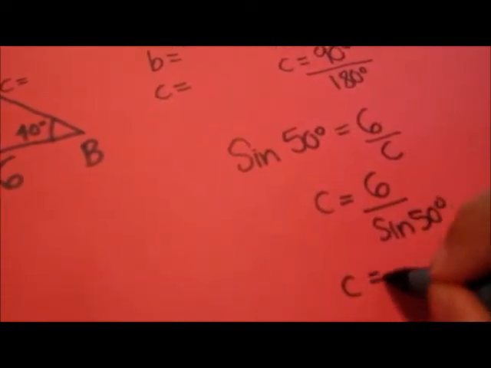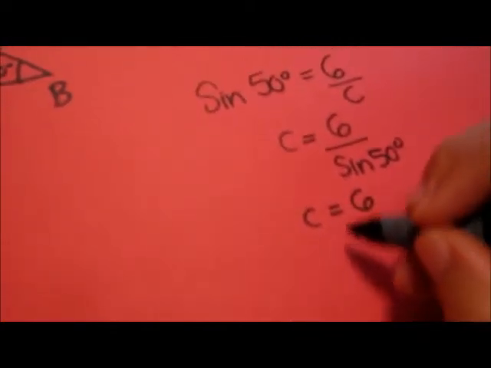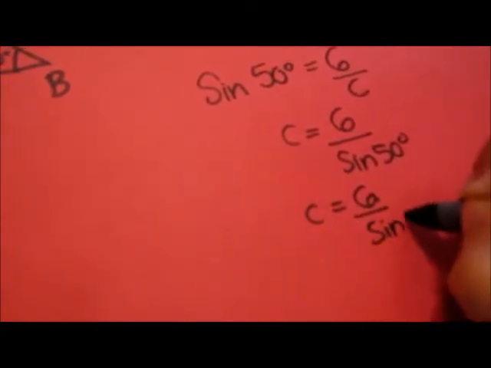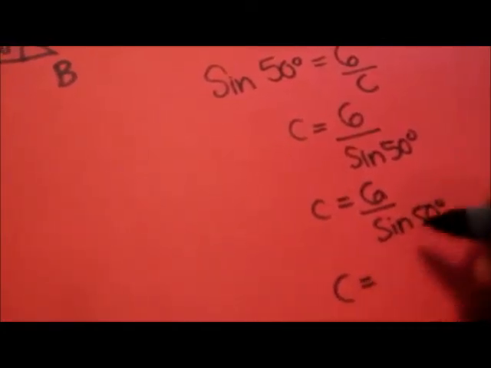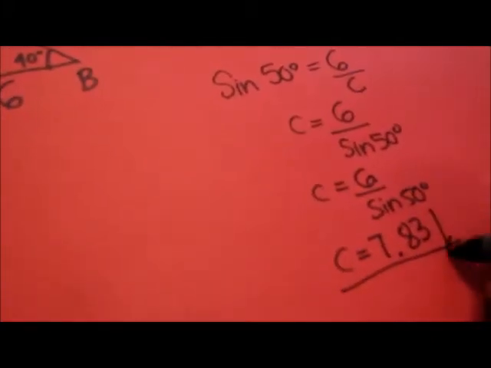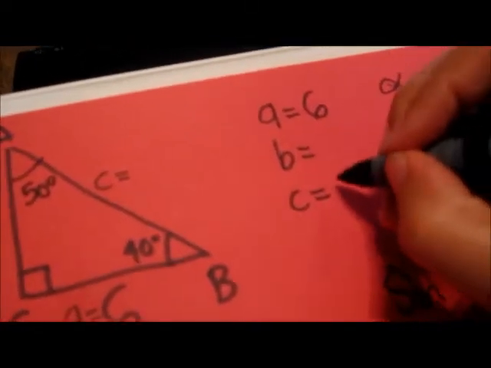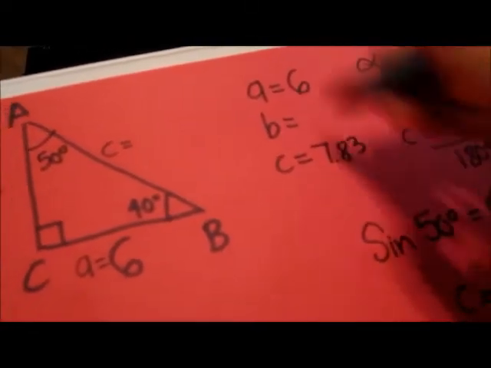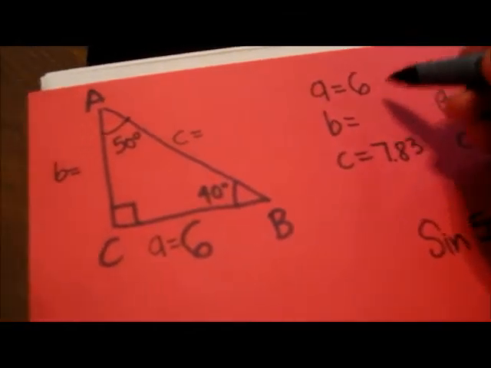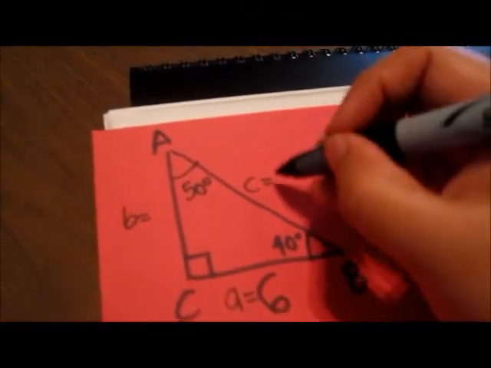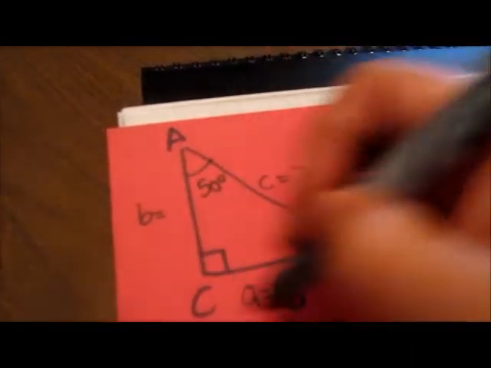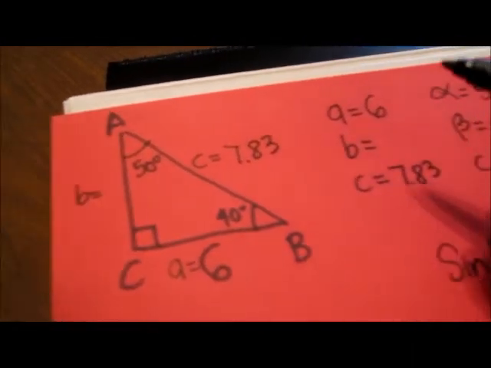So, C equals 6 divided by the sine of 50. And my answer is, I will write it again, C equals 7.83. Since we found this length, we can use two ways to find B. One is using another trigonometric function to find out B, or using the Pythagorean theorem to find B. Let's use another trigonometric function.